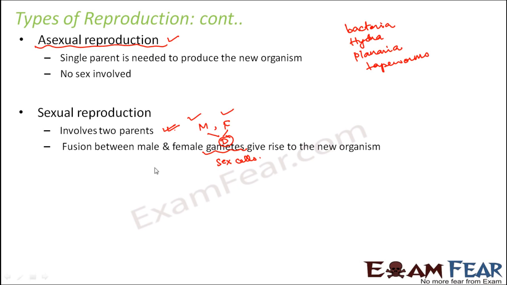Whereas if you talk about sexual reproduction, it is seen in the higher animals. For example, the human beings, the flowering plants, the gymnosperms. In plants, actually, you have both asexual mode as well as sexual mode. So we will talk about these two types of reproduction in more detail as we go ahead. So in sexual reproduction, obviously sex is involved.